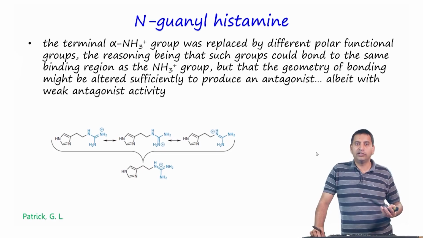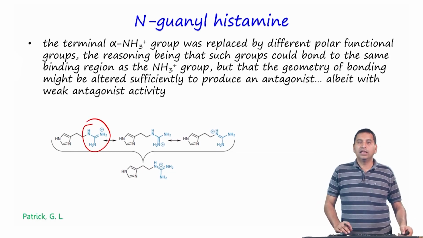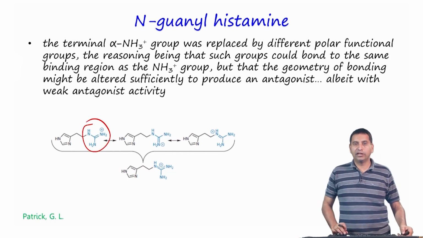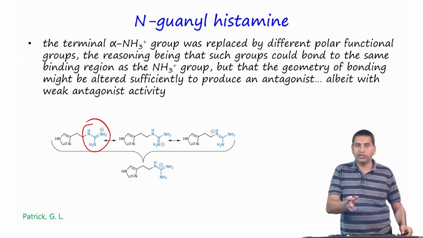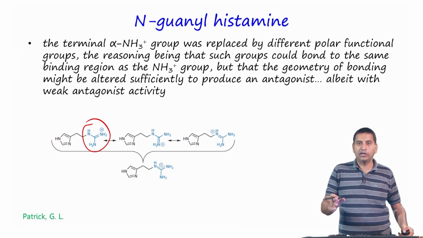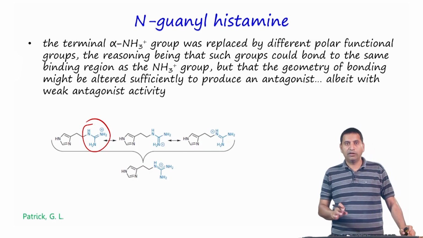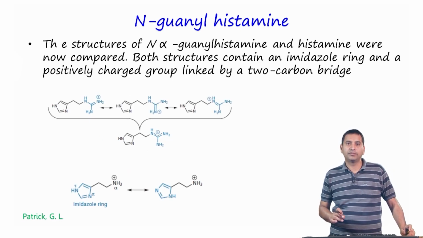So, N-guanyl histamine contains a functional group which is also present in arginine. That is this guanyl functional group, and if you were to draw out the various protonated forms, you would see this kind of arrangement. These actually are resonance forms, and the geometry of the guanyl group is planar. This molecule was found to have weak antagonist activity.